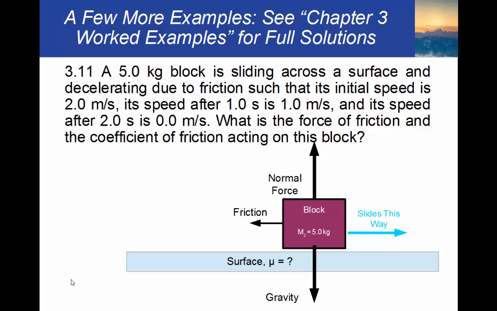Suppose that you have a block of known mass, and it's sliding along a flat level surface in such a way that we're able to measure its speed at a couple of moments in time. The initial speed is 2 meters per second, and then a second later it's only 1 meter per second, and another second after that it has stopped. So we want to know what is the force of friction and the coefficient of friction which act upon this block.